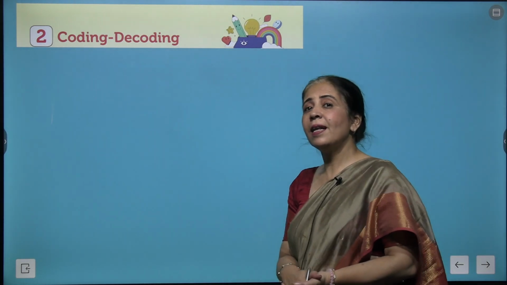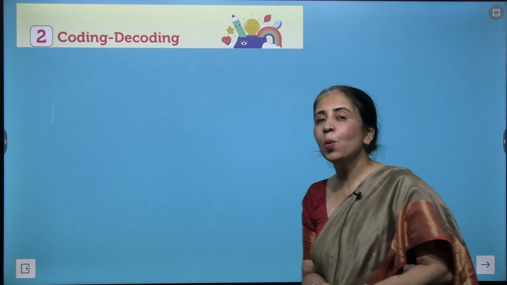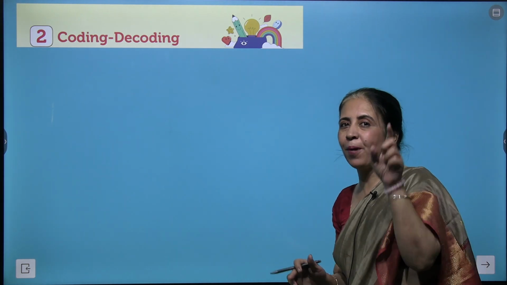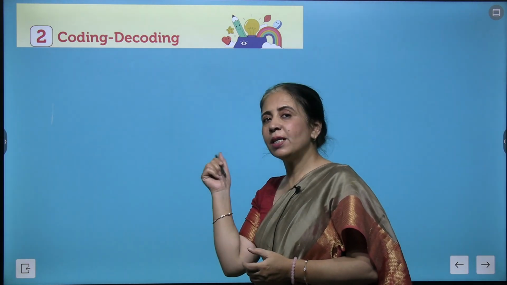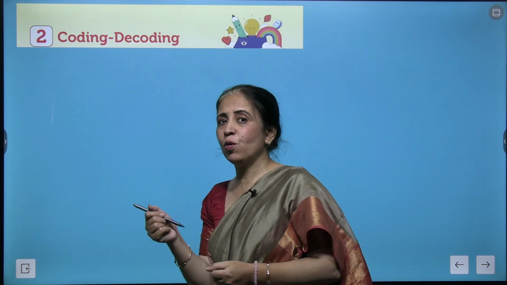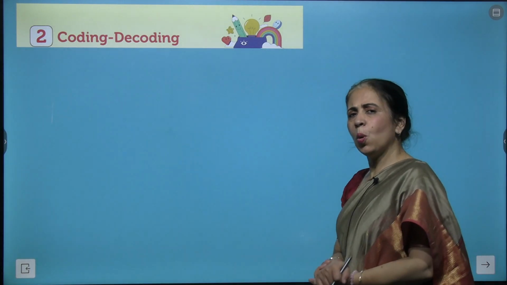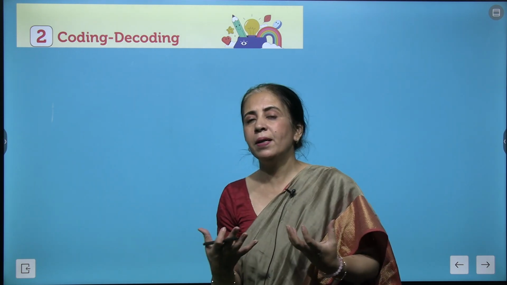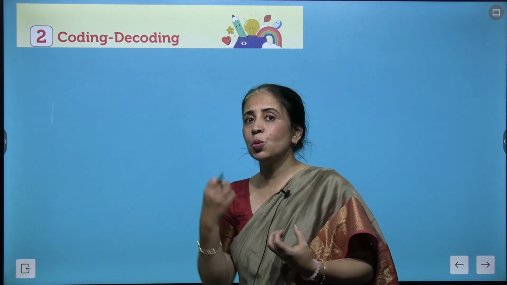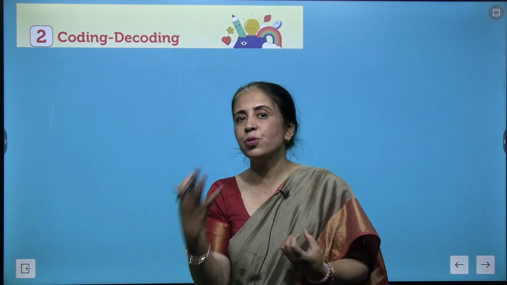Young geniuses, let's move on to another talent hunt and let's see who is going to be the brightest among you all. So let's begin with the coding and decoding chapter of grade 4 this time. When you do coding decoding, it encompasses the learning abilities and it helps you to think beyond the boundaries.